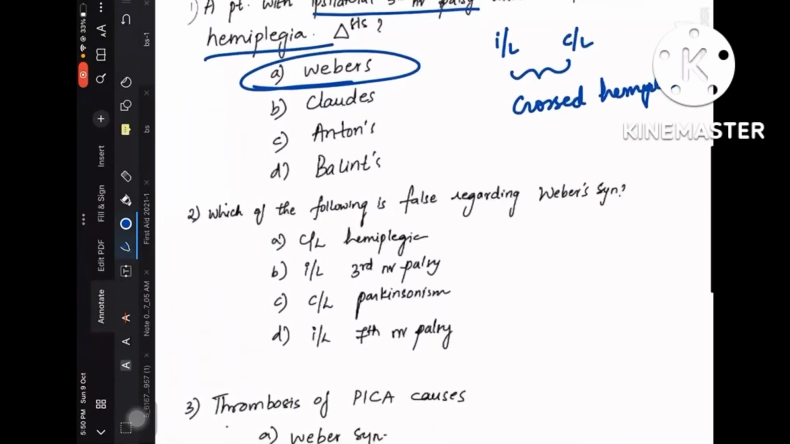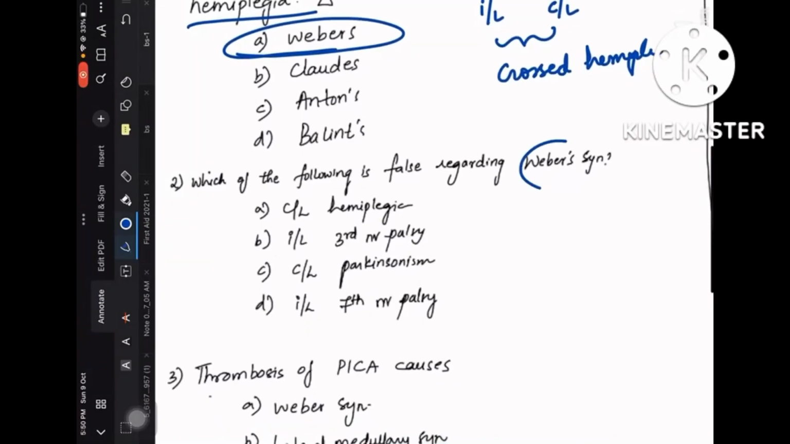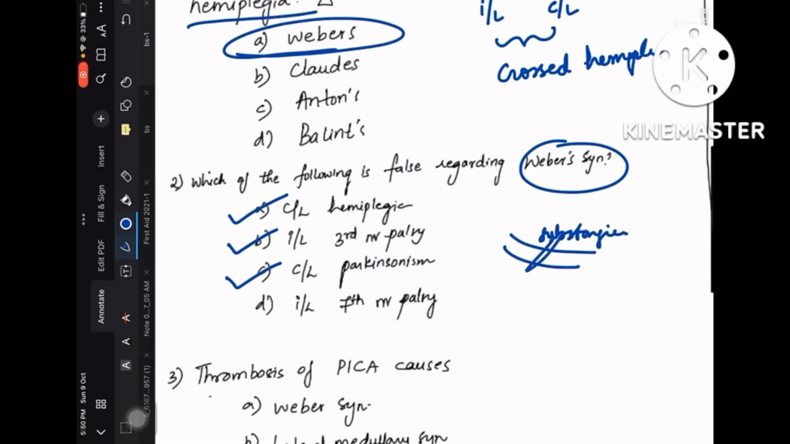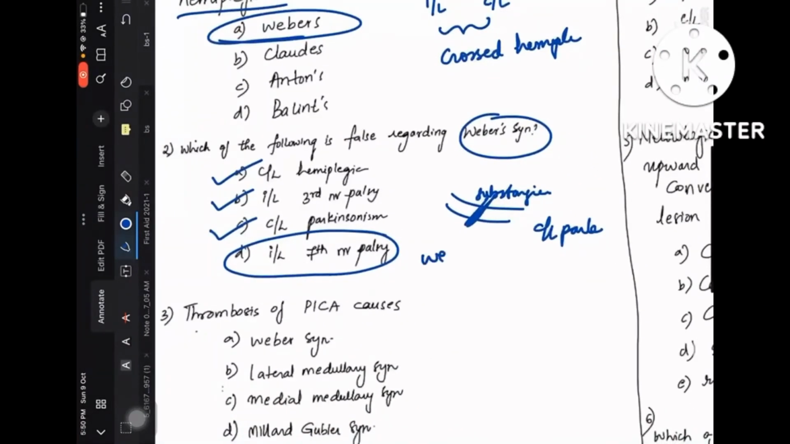Coming to the second question, which of the following is false regarding Weber's syndrome? So contralateral hemiplegia is true. Ipsilateral third nerve palsy is true. Contralateral Parkinson's syndrome is also true because substantia nigra is involved in Weber's syndrome, right? Because it is at the level of midbrain. When that is gone, contralateral Parkinson's features are seen. But ipsilateral seventh nerve is wrong, guys, because I have already compared Weber's and Millard Gubler. In Millard Gubler, you'll have ipsilateral loss, whereas in Weber's, you have contralateral loss.